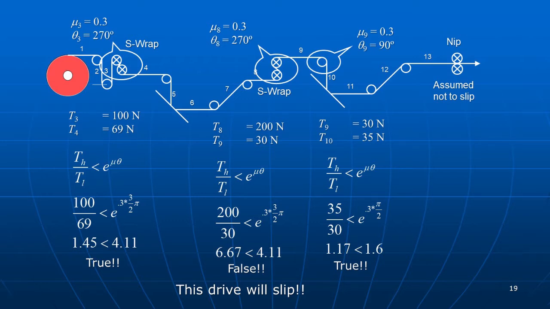Our e to the mu theta value for this is still 4.11. Our actual tension ratio is 6.67. This roller will slip, and we'll talk about that in a minute. Now, you can also apply this to an idler.